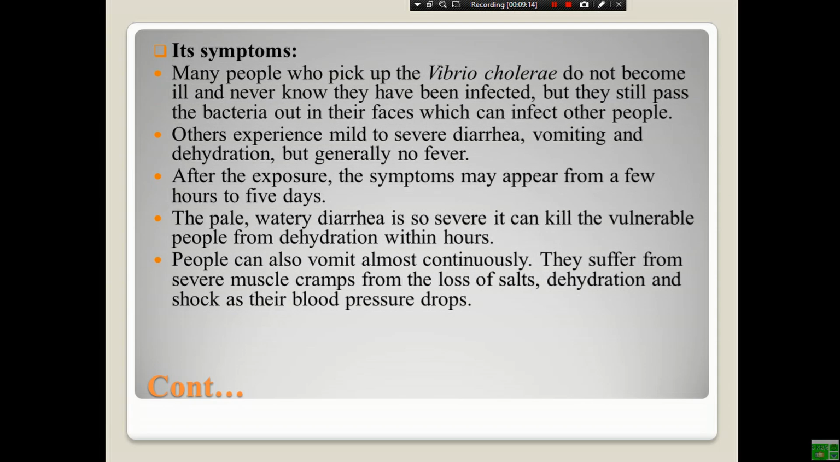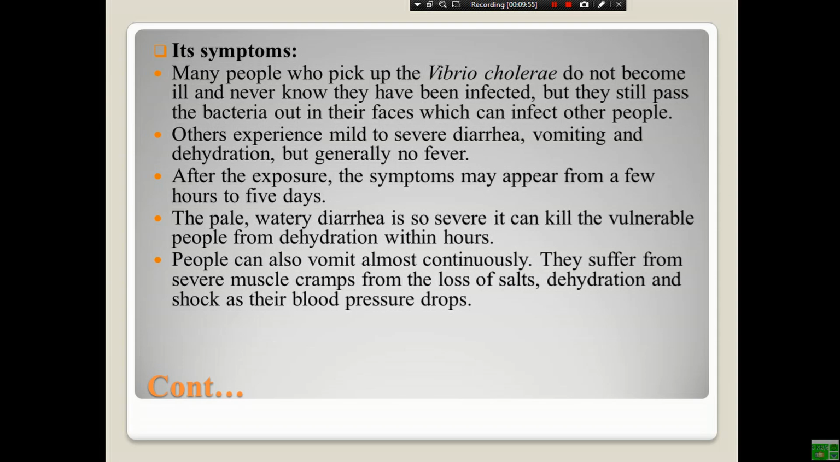But the main symptoms of cholera-infected people: many people who pick up Vibrio cholerae do not become ill and never know they have been infected, but they still pass the bacteria out in their feces, which can infect other people. The others experience mild or moderate to severe diarrhea, vomiting, and dehydration, but generally no fever. Those are the main symptoms.